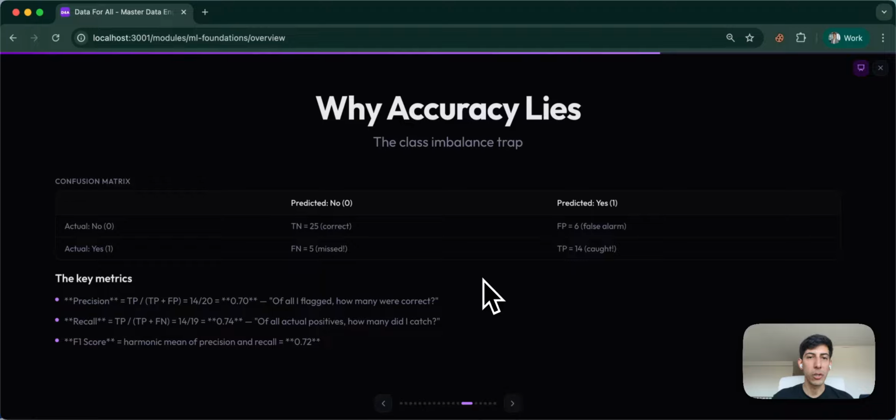It breaks down predictions into 4 categories. True positives and true negatives are correct. False positives are false alarms. False negatives are missed cases. From these 4 numbers, we get precision and recall. Precision answers: of everything I flagged, how much actually was positive. Recall answers: of everything that was actually positive, how much did I catch.